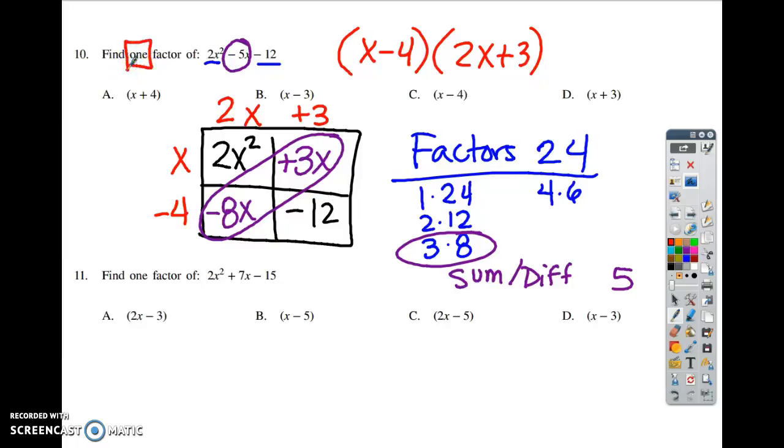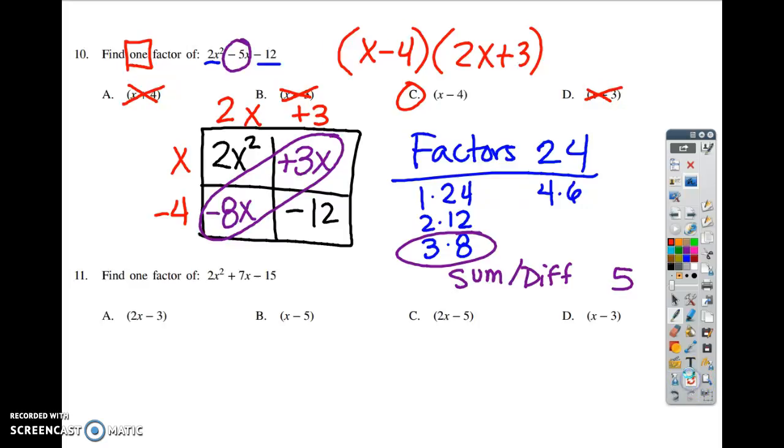So one of the factors would be x minus 4. See, it can't be this one because it's plus. It can't be this one because we don't have x minus 3, and we don't have x plus 4. So the answer is C.